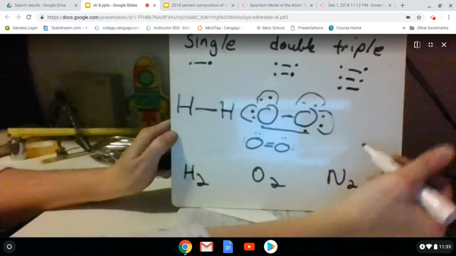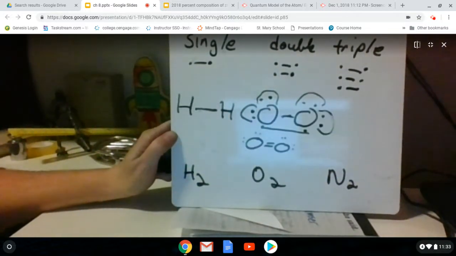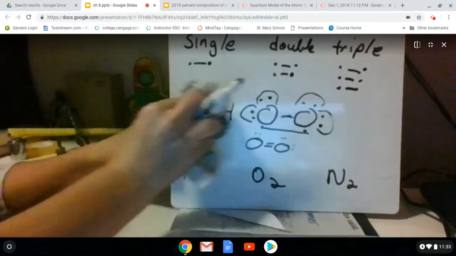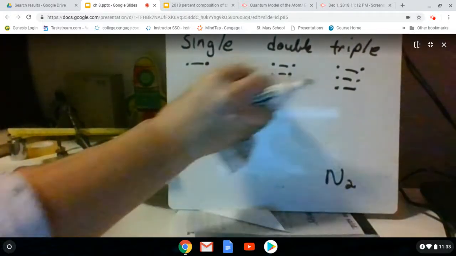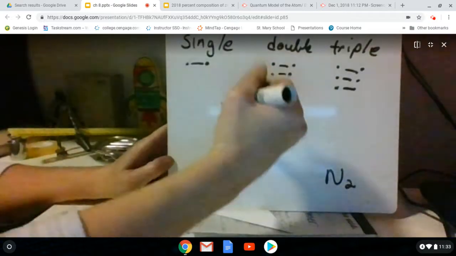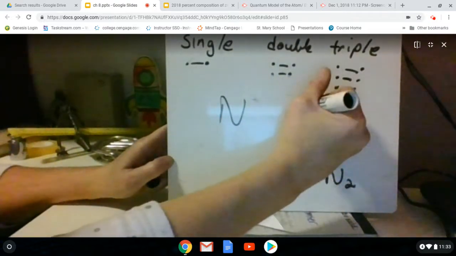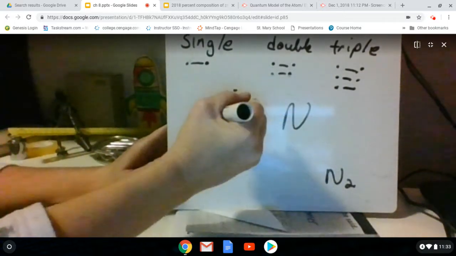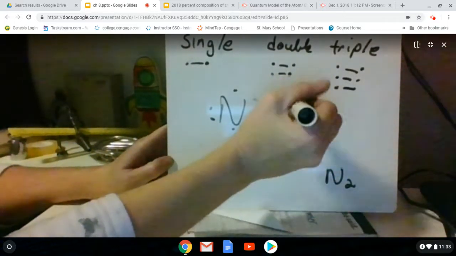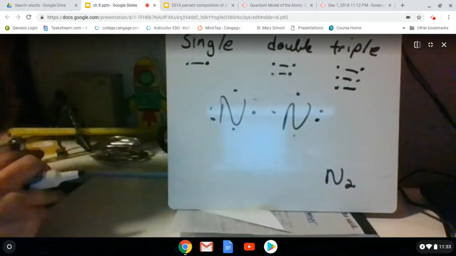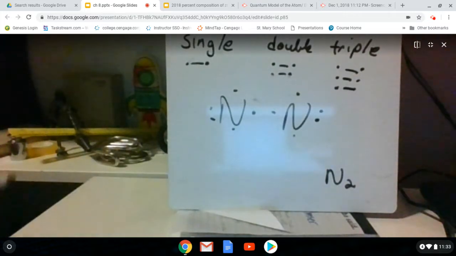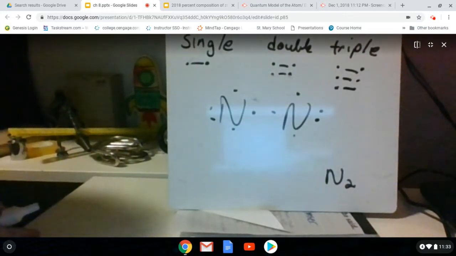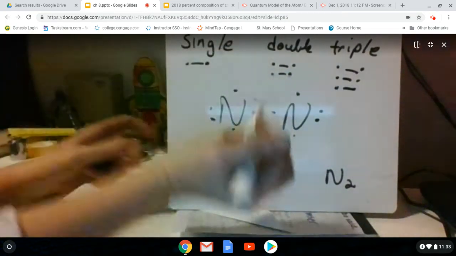Next, we have nitrogen. Nitrogen has 5 valence electrons. So we have 2 atoms of nitrogen, 5 electrons each. And this is about where the students start to ask, does it matter where you start? Nope. I just know from doing this for so long, to make the illustration a little bit clearer, I know where to place the lone pairs of electrons.